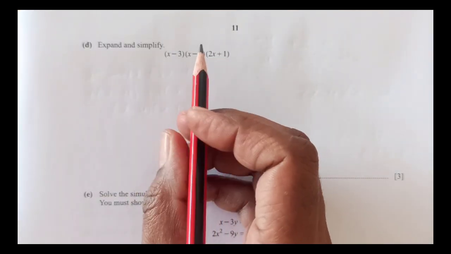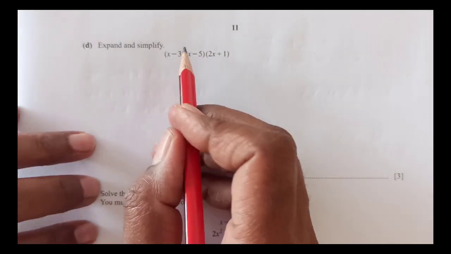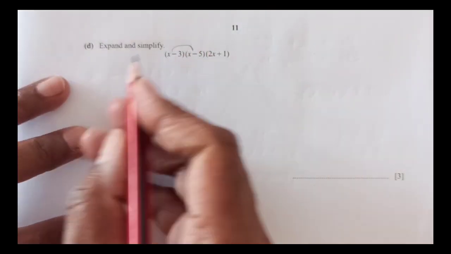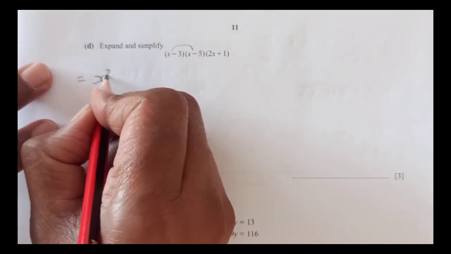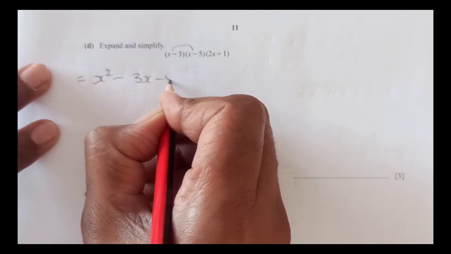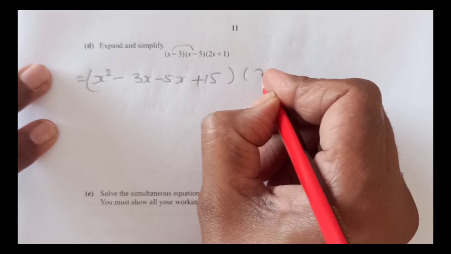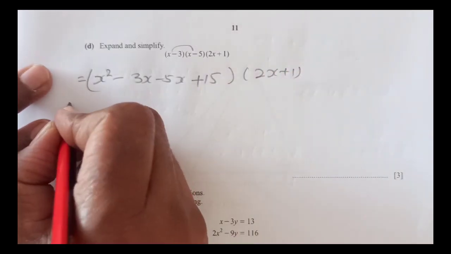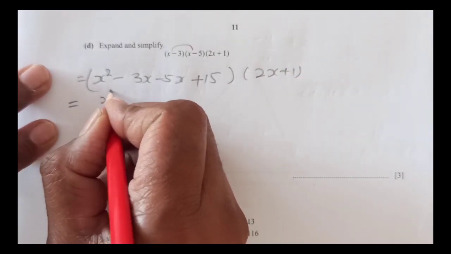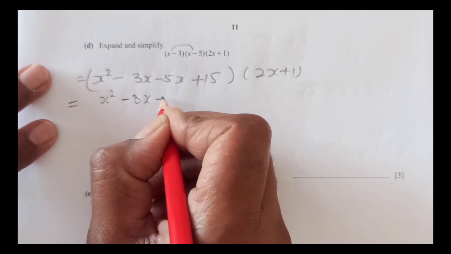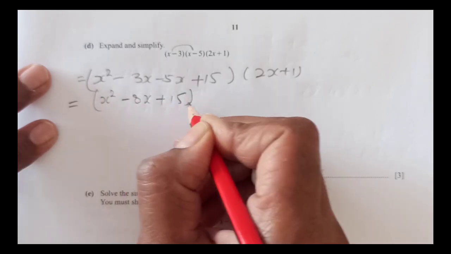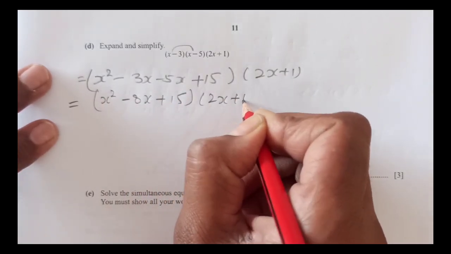Now expand, we are just going to expand the brackets. First I am going to do these two. So this is going to be x squared minus 3x minus 5x plus 15. Then we have 2x plus 1 as it is. So let's simplify this one: x squared minus 8x plus 15, then 2x plus 1, right?